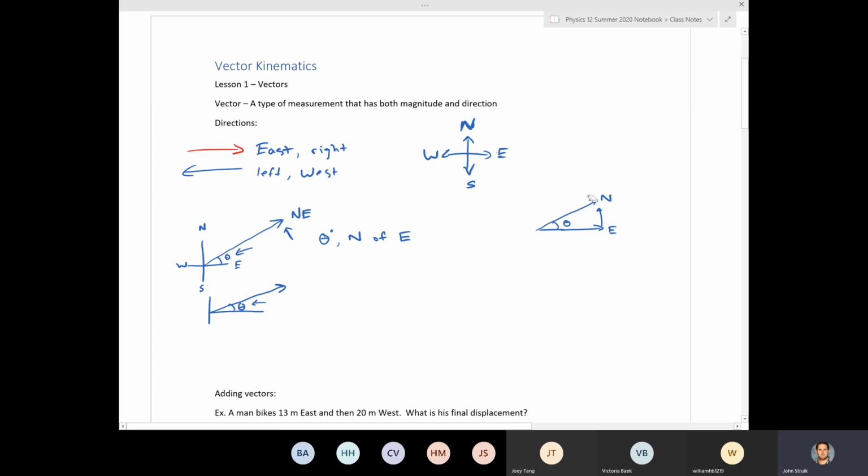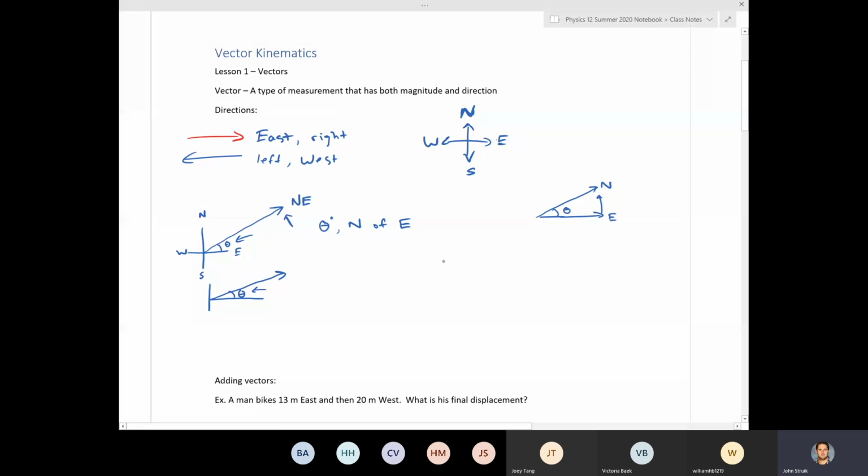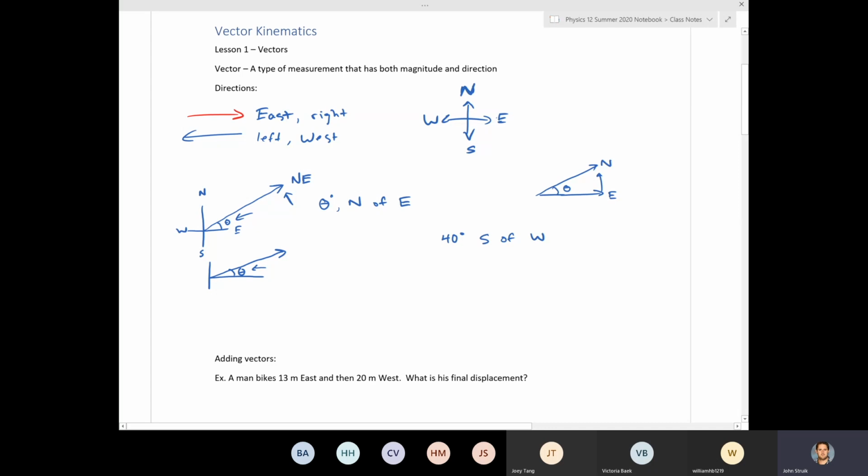So if I were to say something like 40 degrees south of west, well, which way is west? West is this way. Which way is south of that? Well, south is that way. So that means I'm going south of west 40 degrees. So I start here and I go 40 degrees south of that. So this would be 40 degrees, and this arrow right here is 40 degrees south of west. Okay, does that make sense?